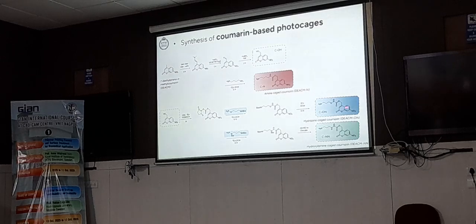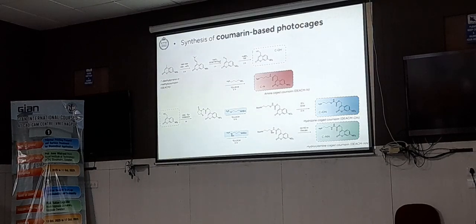But so we have 3 different photo cages, and here you can see that this red one, if you look closely, it is an amine-based cage coumarin, and then you have a hydrazine cage coumarin, and you have a hydroxyamine cage coumarin, so that we can create these different equilibriums. So if this one then reacts with an aldehyde, we create the imine.